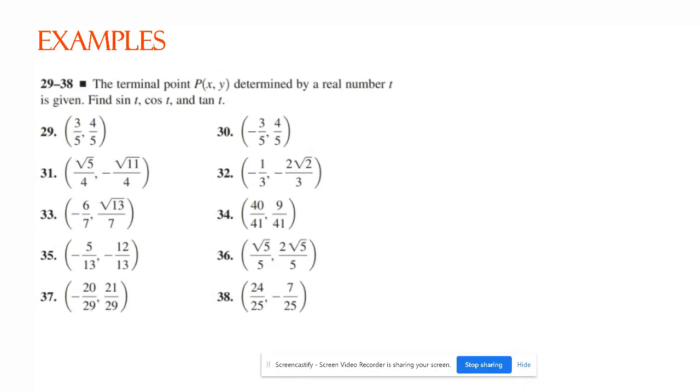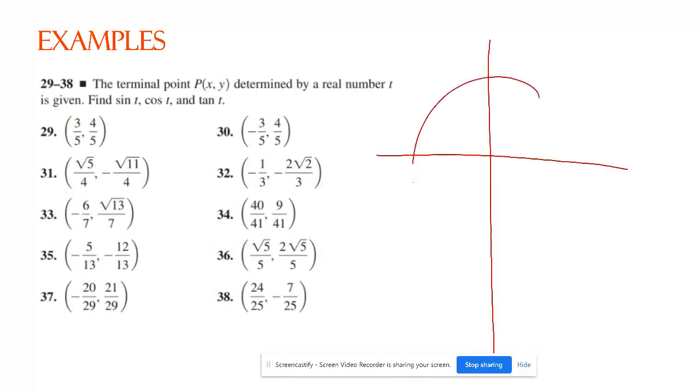And it says the terminal point determined by a real number t is given. And the idea there is t is your angle. So we have made an angle t on the unit circle. We've drawn the sides. So it's kind of like something like this. Let me sketch this out. There's our unit circle. We've made an angle t, and it hits at a point, and they're giving us the coordinates of that point. And they want us to find sine, cosine, and tangent.